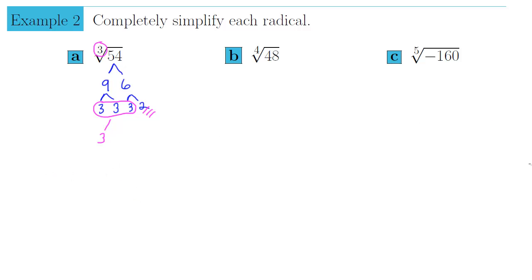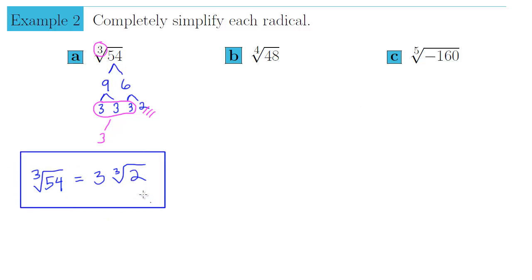So the cube root of 54 altogether is going to be equal to a 3 on the outside and then the cube root of 2 on the inside. Now, be careful when you're writing this. Make sure that you include the cube root in your answer. Because we started with a cube root, we are definitely going to finish with a cube root.